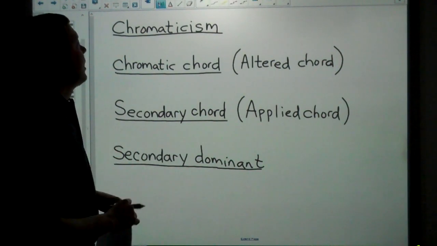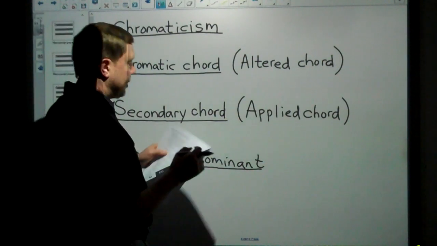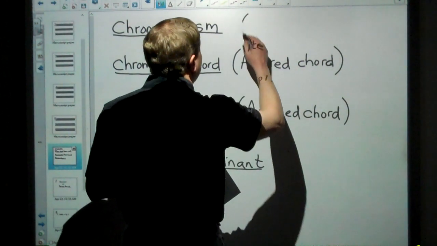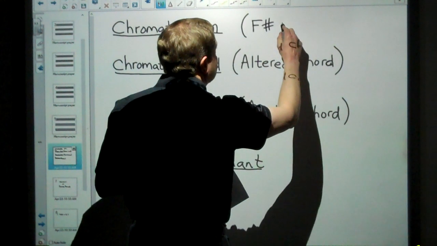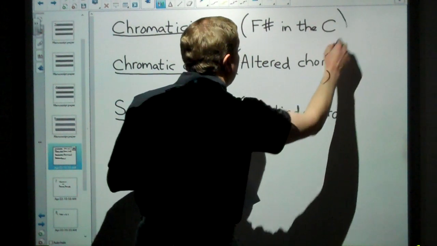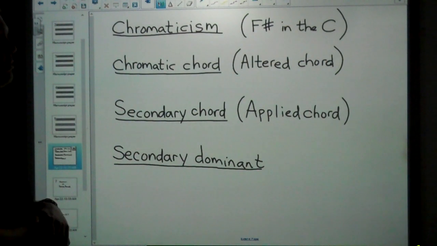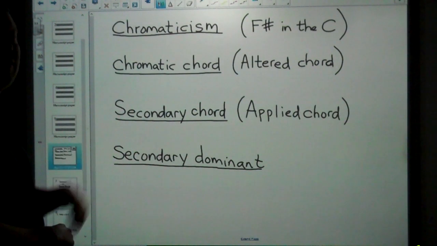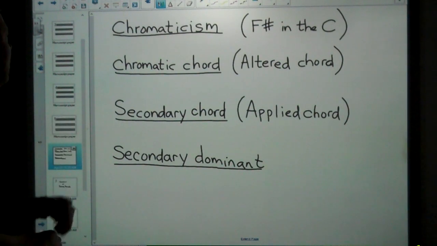So for instance, we can come up with a really simple example. If we are in the key of C, we know, for example, that the pitch F sharp does not belong in the key of C. But if we saw an F sharp used in a passage of music that was in the key of C, we would regard it as a chromatic pitch.